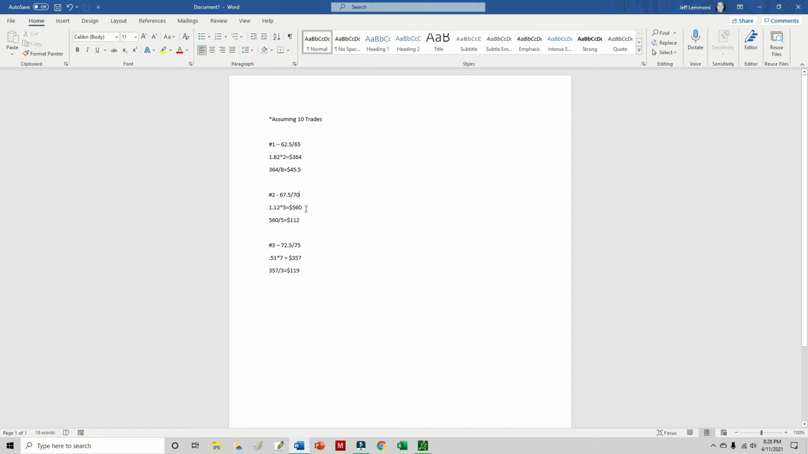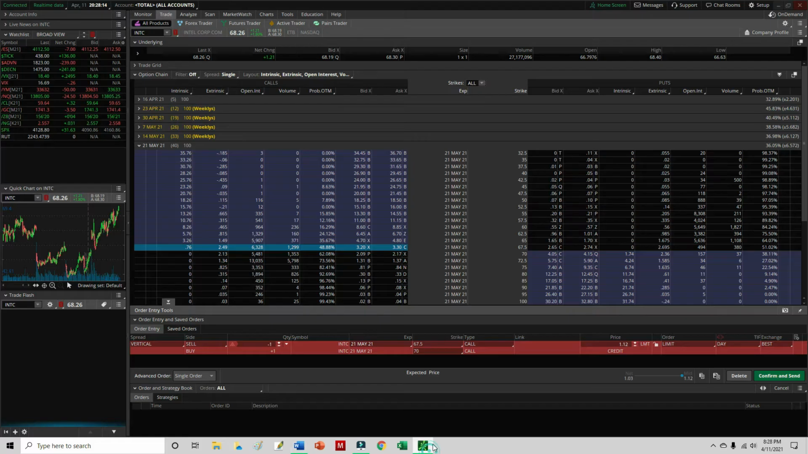So if you did 112 times 5, that ends up with a total profit of 560. If you divided 560 by your 5 losing trades, you would end up with 112, or $1.12, which would be your maximum loss. So on this trade, we've got 250 minus 112.